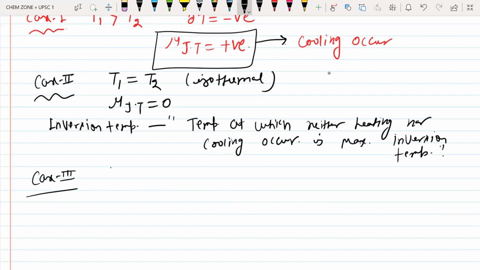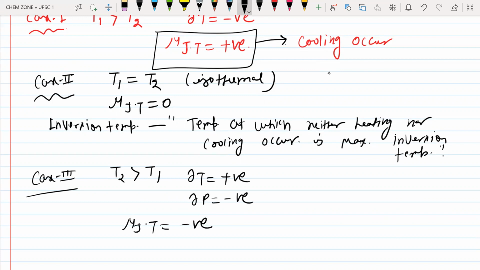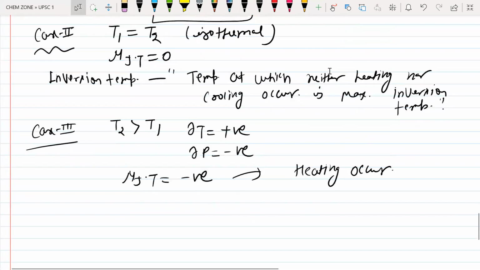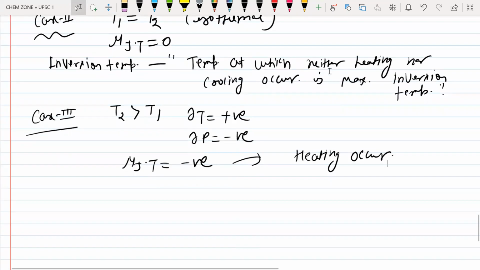Now case 3, where T2 is greater than T1, means delta T will be positive. We know that delta P will be negative. That is mu JT becomes negative. If final temperature is greater than T1, means heating occurs. So negative value of Joule Thomson coefficient suggests heating occurs. This will be the common case for hydrogen and helium at ordinary temperature.